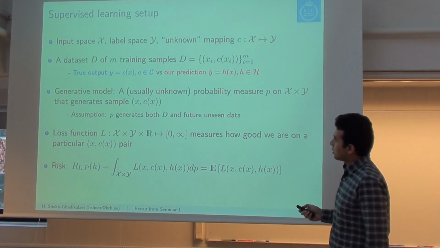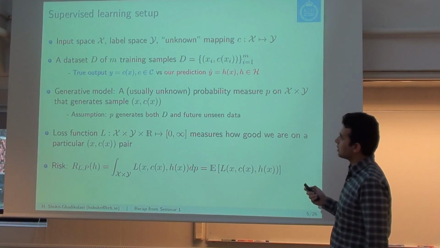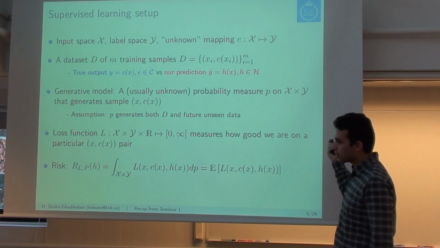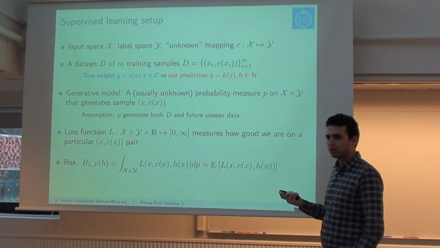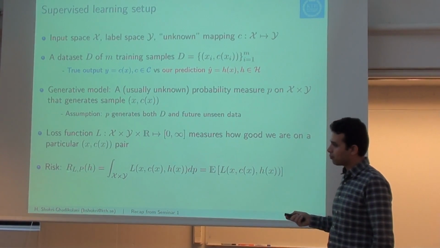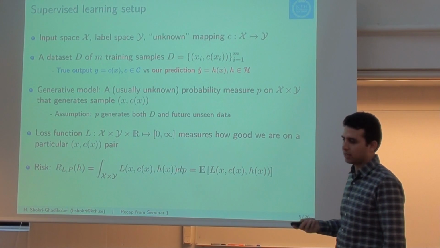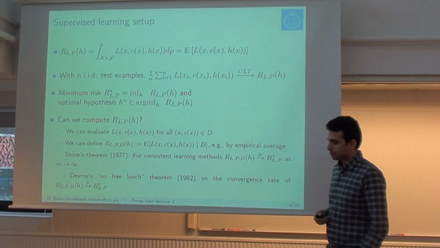Okay, so what do we have here? We have defined input space, label space, some mapping. We want to learn this mapping. And in order to be able to learn this mapping, we will define a risk. And ultimately, you will see that we want to somehow minimize this risk. This risk is the average loss that you can see. Okay? So this is the definition of the risk again here.